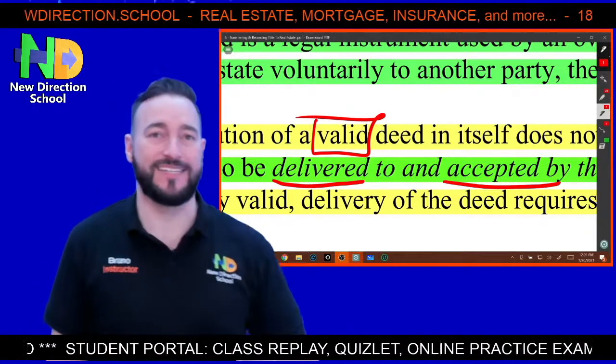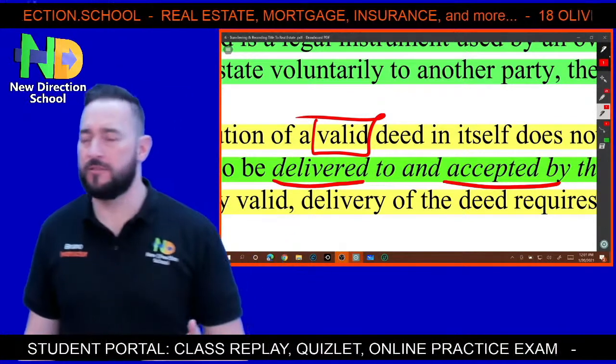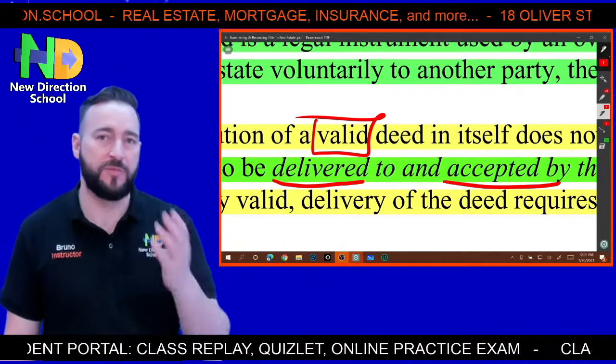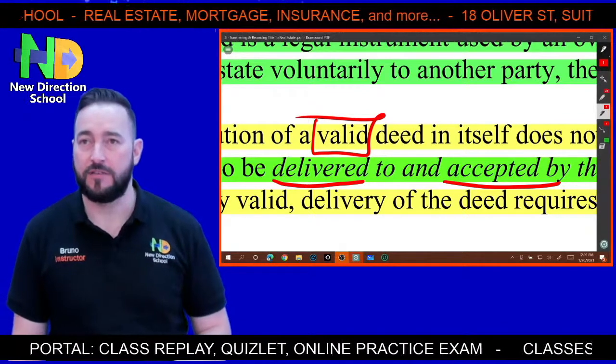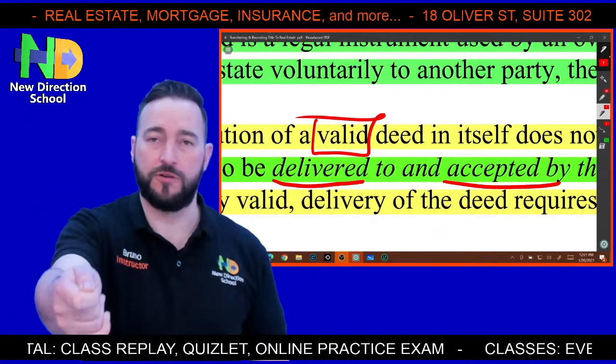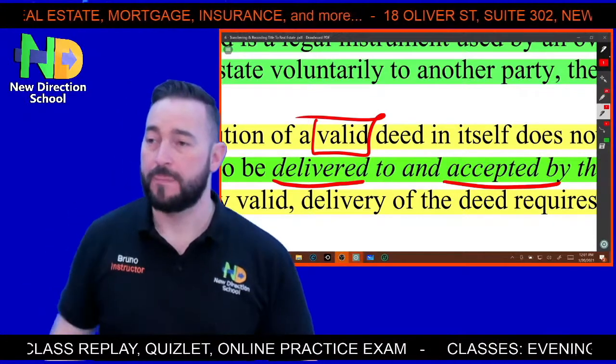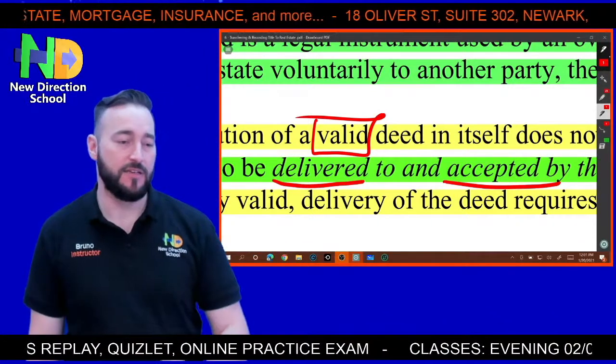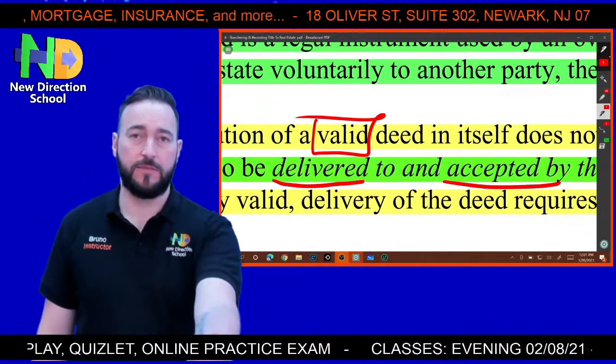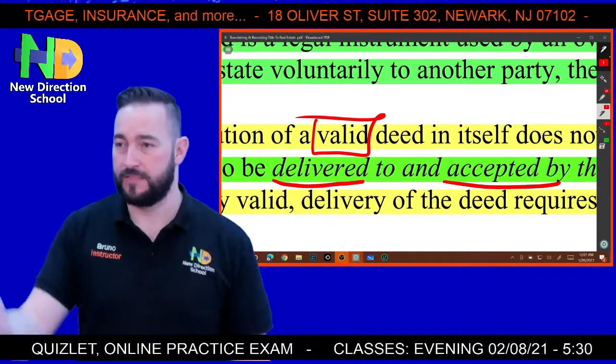The other party must accept. Okay, and you guys are going to learn this also in contracts. There must be offer and acceptance. Here I am offering the deed to you, so I'm selling to you, and you have to accept. Otherwise, this contract of sale is not valid. Yes?